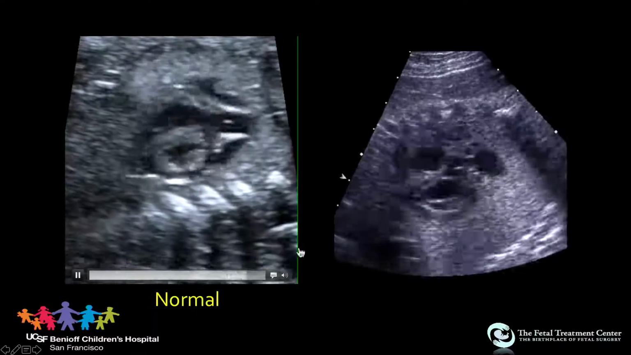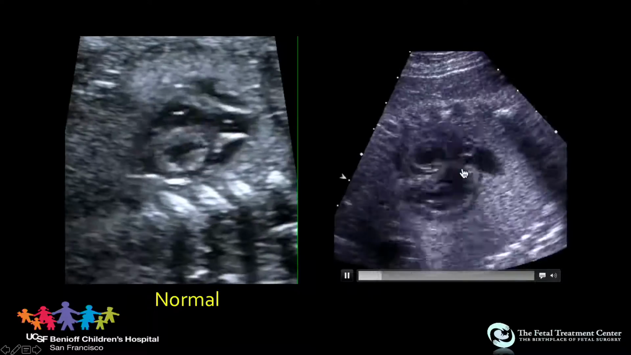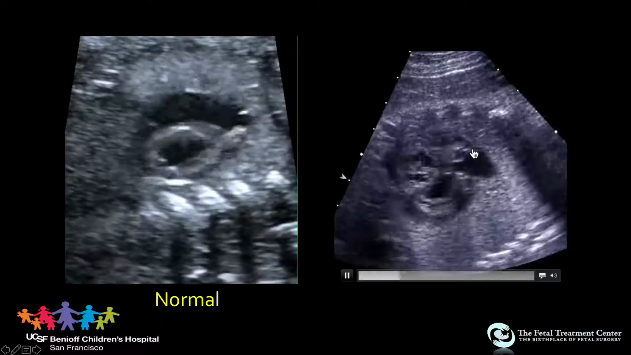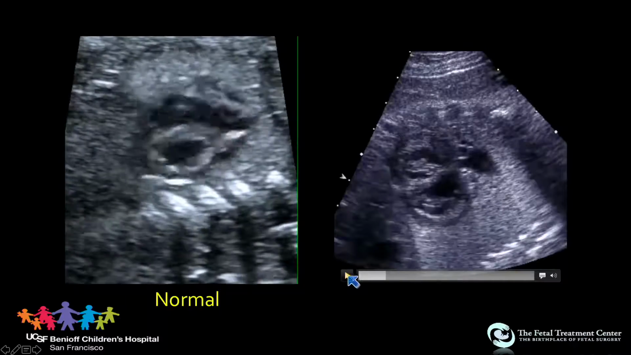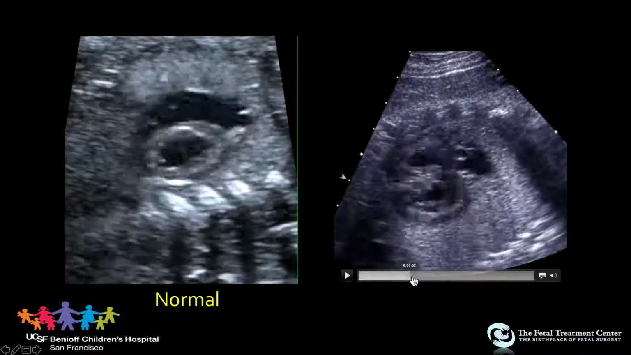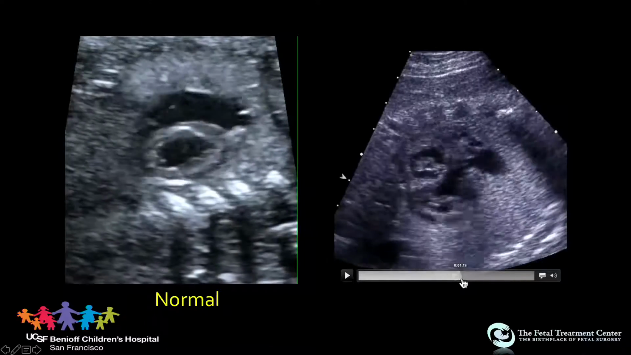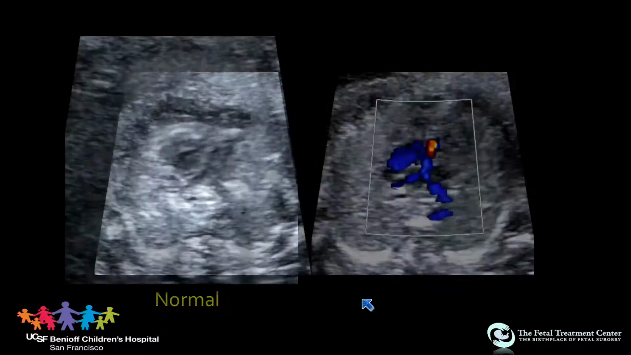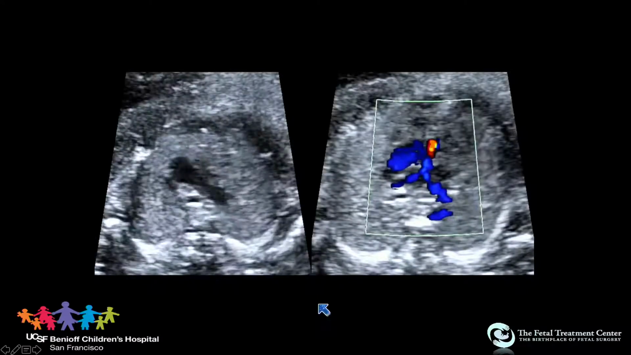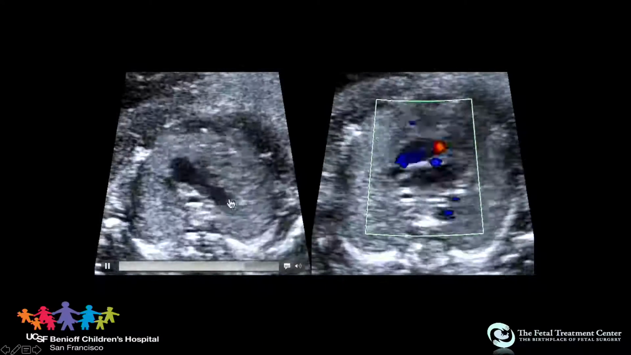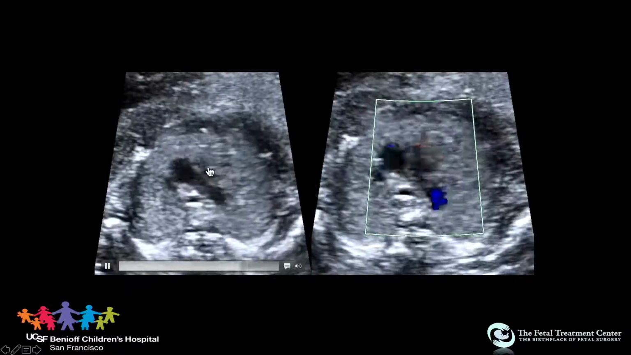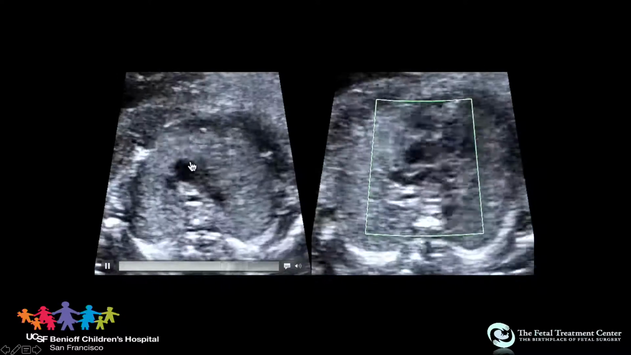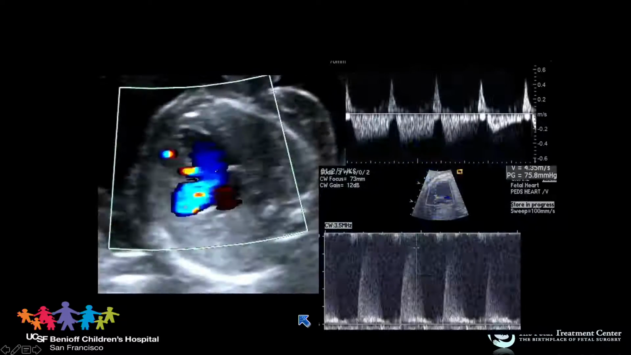I think this is probably the best way to see it, and to assess whether the valve is opening and closing. As we see here, there is a valve present, but it does not open. Throughout the cardiac cycle, it's closed. So this is a good way to assess. Also, the traditional three-vessel view can be used. We can suspect pulmonary atresia, intact septum, if the pulmonary artery is much smaller than the aorta.